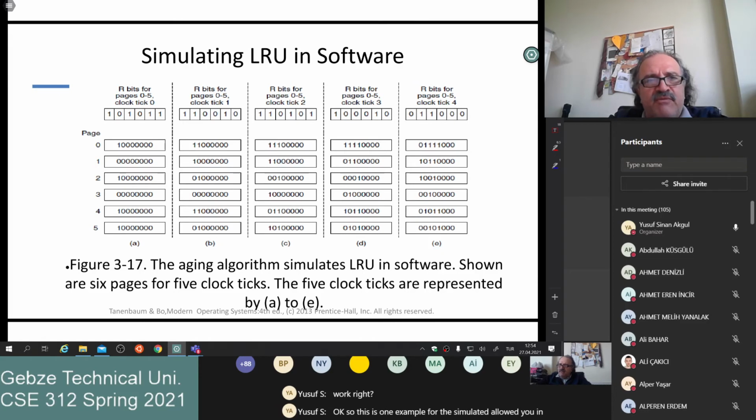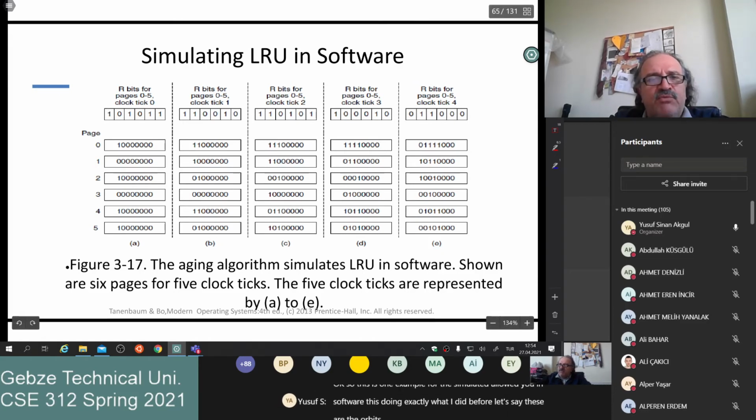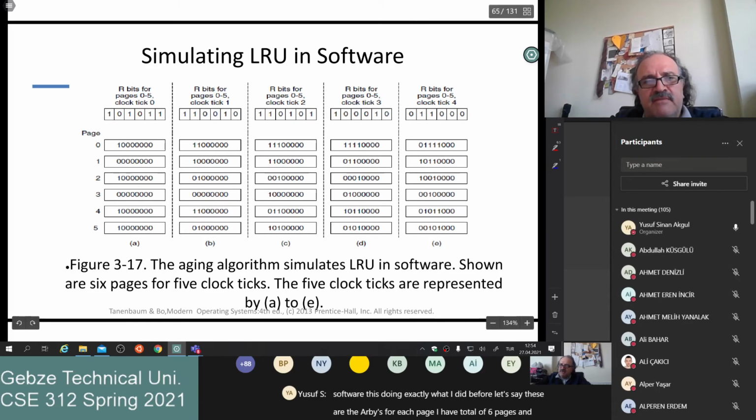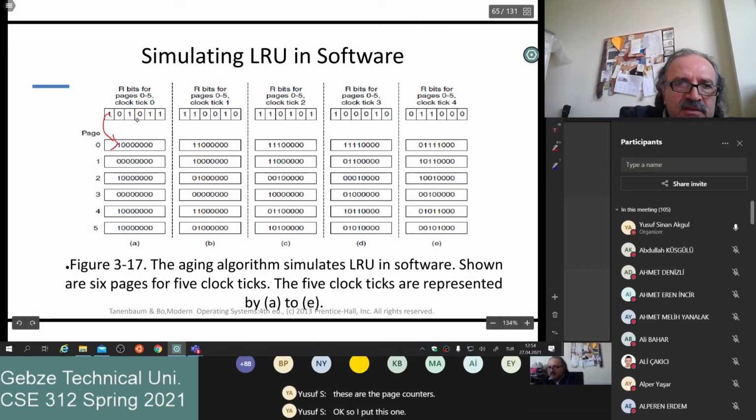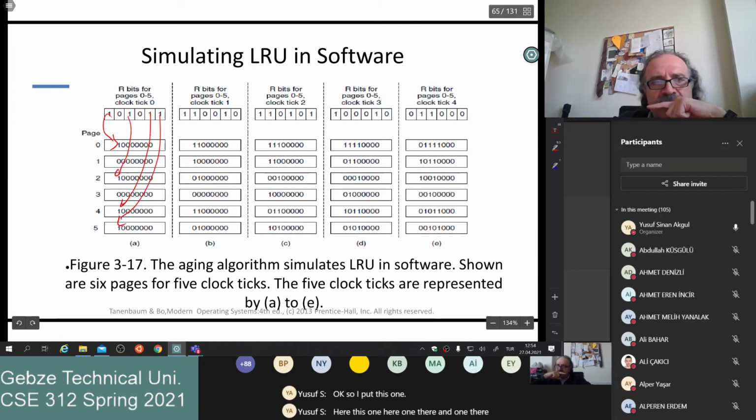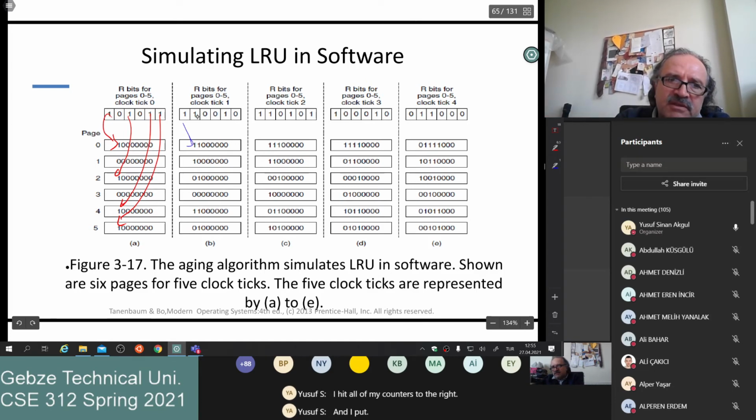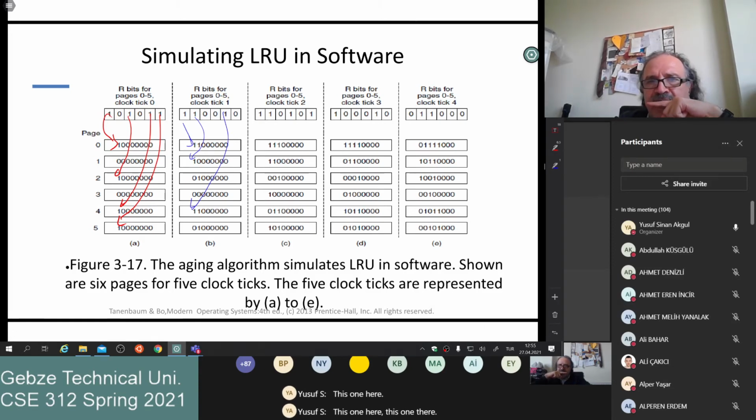This is doing exactly what I did before. Let's say these are the R bits for each page. I have a total of 6 pages, and these are the page counters. Okay, so I put this one here, this one here, one there, and one there. In the next clock interrupt, I shift all of my counters to the right, and I put this one here, this one here, this one there. And I keep doing the same thing, shift right and add.